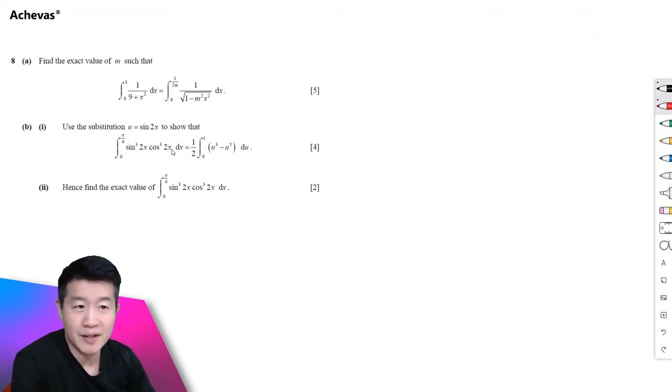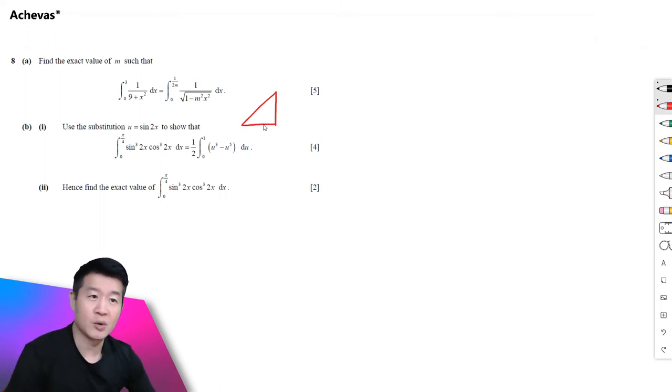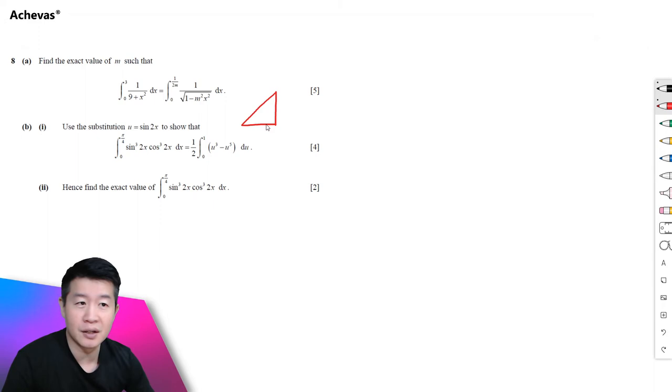In order to replace cosine 2x, you can either make use of a trigonometric identity, or the more common strategy is to make use of the triangle. It is a very, very useful triangle. I highlighted this triangle in the theory outline under integration by substitution. If I have a right-angled triangle, with angle 2x here, sine 2x is going to be u, which we can treat as u divided by 1, so it is opposite over hypotenuse. This gives me the adjacent as square root of 1 minus u squared.